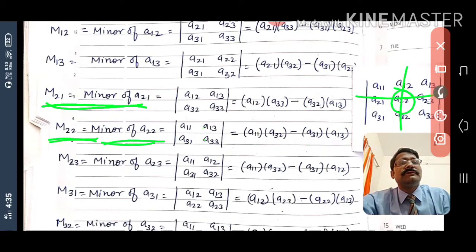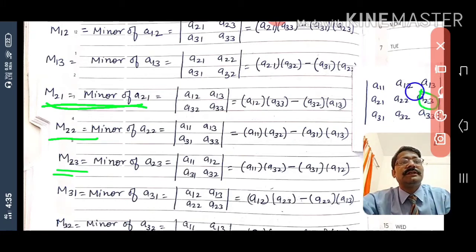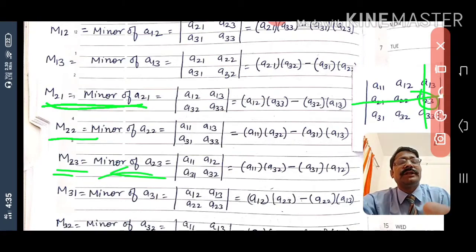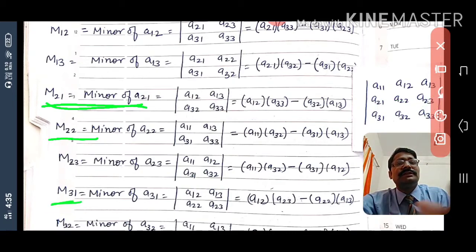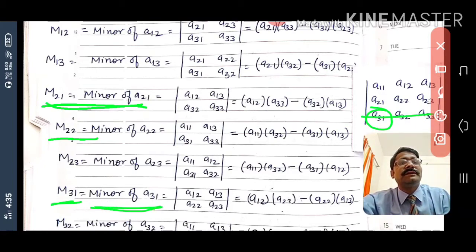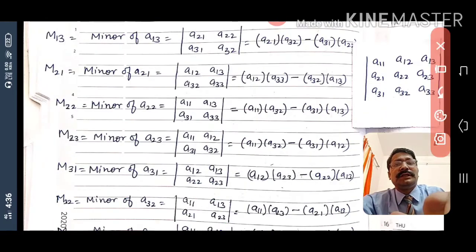Now same as it is, we have to find A23. A23 means second row third column element, that is A23, means you will not take second row and third column, means remaining elements you write the minor of A23, means you write here A11, A12, A31, A33 determinants, that you will open by the cross product. You will understand this. Same as it is, we have to find the A31. A31 means third row and first column element, means minor of A31 we have to find, that is third row and first column will not take, remaining elements you write, and this determinant you open by the cross product, you will get your answer.